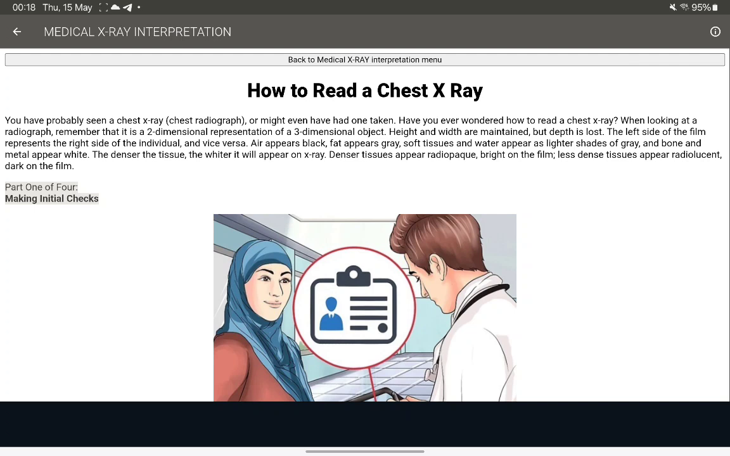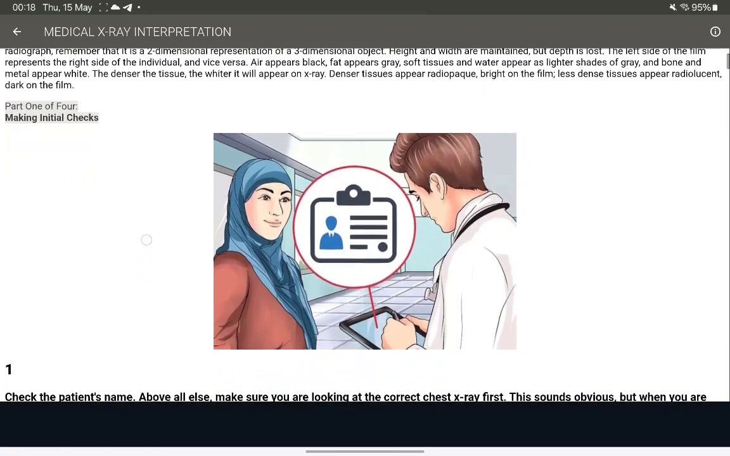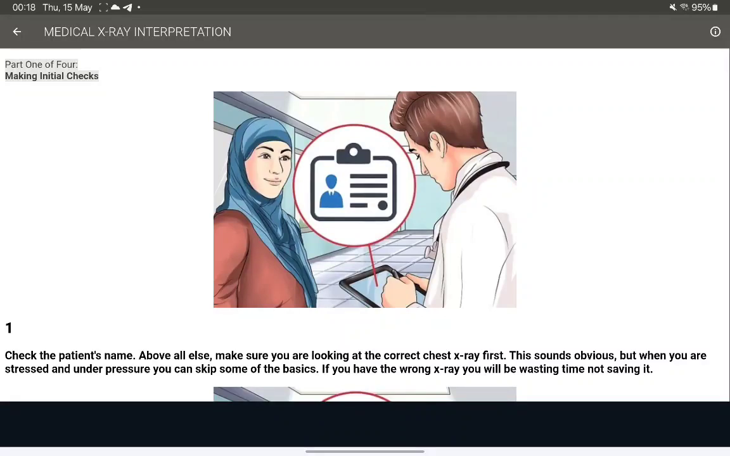Welcome to our lecture in our radiology course, completing the chest X-ray session, starting with part 1/4 of how to read a chest X-ray. First, we start with checking the identity of the patient, his age, and the patient name. Above all else, make sure you are looking at the correct chest X-ray first. This sounds obvious, but when you are stressed and under pressure, you can skip some of the basics. If you have the wrong X-ray, you will be wasting time, not saving it. This is the first part.